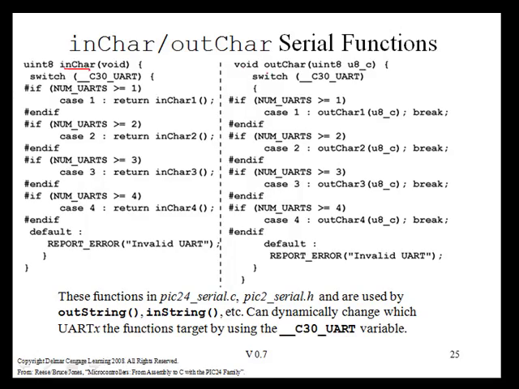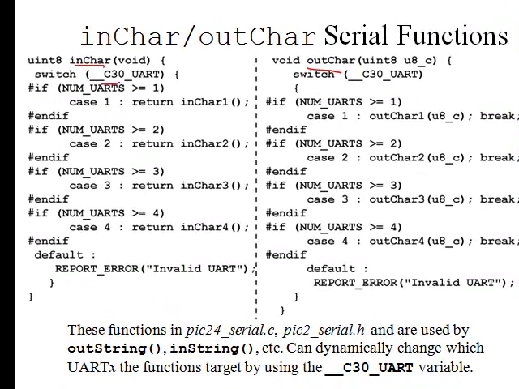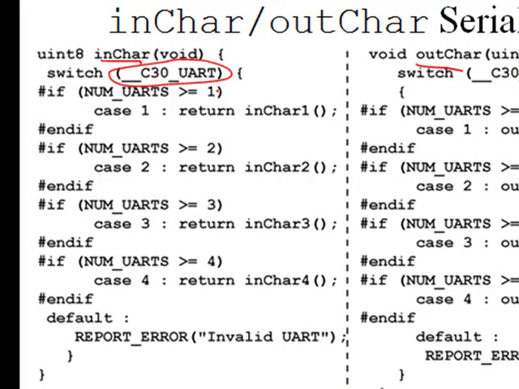The inchar routine is like the outchar routine in that it uses this internal variable to determine which default UART to read a character from. In this case, for the particular PIC24 used in the book, it's always going to be UART1, so we'll always be calling the inchar1 function. If you want to read data from other UARTs, you can use these functions here if your PIC24 has multiple UARTs.